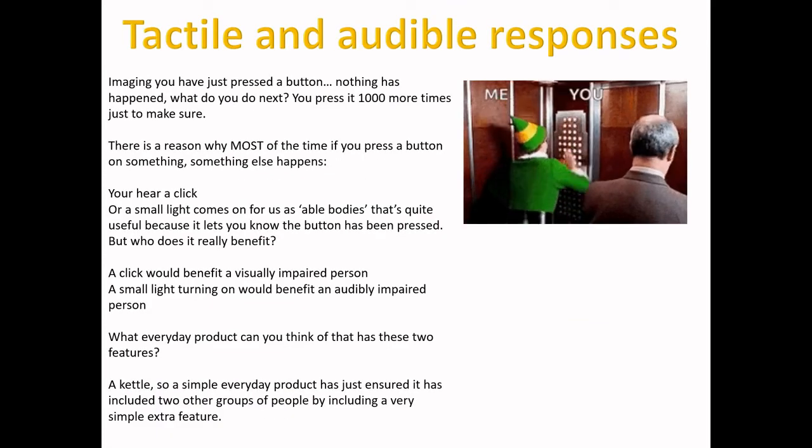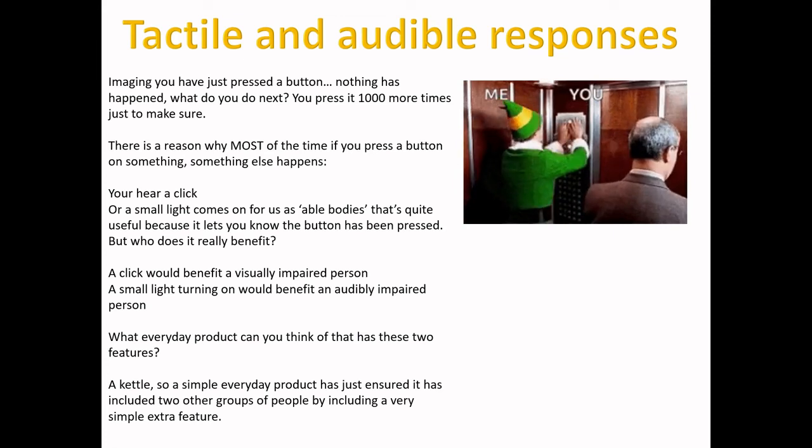So you've got tactile and audible responses. What I want you to do first of all, just imagine you've pressed a button. That could be a light switch, or an app on your phone or your laptop or anything like that, and nothing happens. What's the first thing you do? You press it like 50 to 100 times. You just keep pressing it over and over again. There's a reason why when you press a button, for the most part, you hear a click or a light turns on or something like that. That is basically a receipt to let you know something's happened.